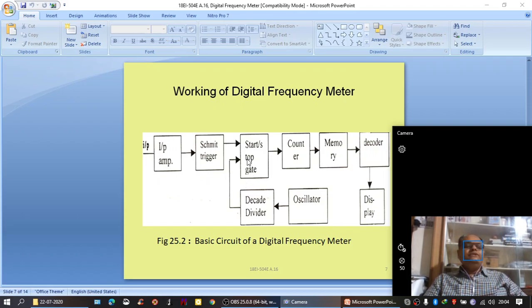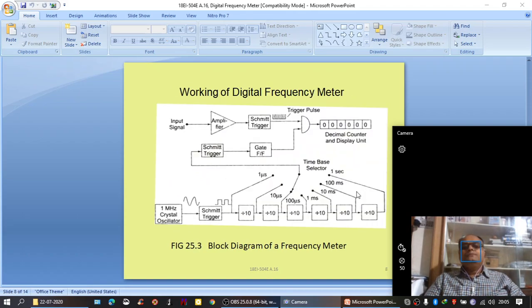Then during that on period of the gating pulse, the counter counts the number of pulses. It would be in the form of binary data. Through memory, the data is transferred to the decoder circuit, which produces 7-segment display data, and depending upon that data, appropriate LEDs in the 7-segment display unit get activated, indicating the numeric display of the frequency of the applied input signal. Is that clear? We'll see the same circuit in a different arrangement.